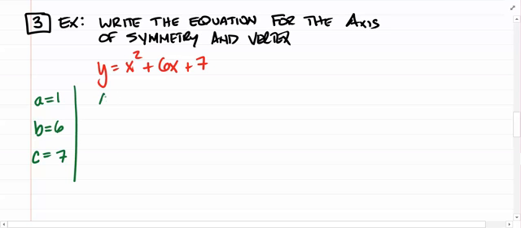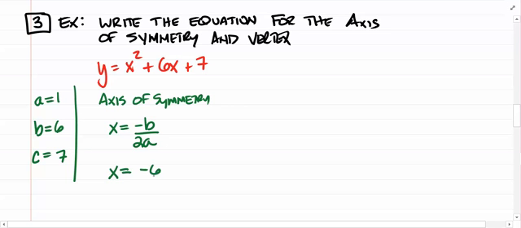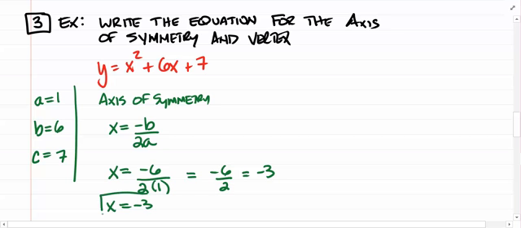Then, to find the axis of symmetry, we're going to take x equals negative b divided by 2a. So that means that x equals negative 6 divided by 2 times 1, which gives us negative 6 divided by 2, which is negative 3. So therefore the equation x equals negative 3 is the axis of symmetry. Okay? And the vertex is located at the point here.